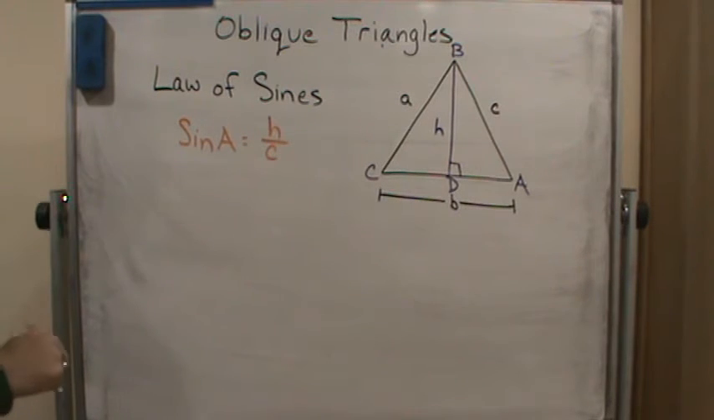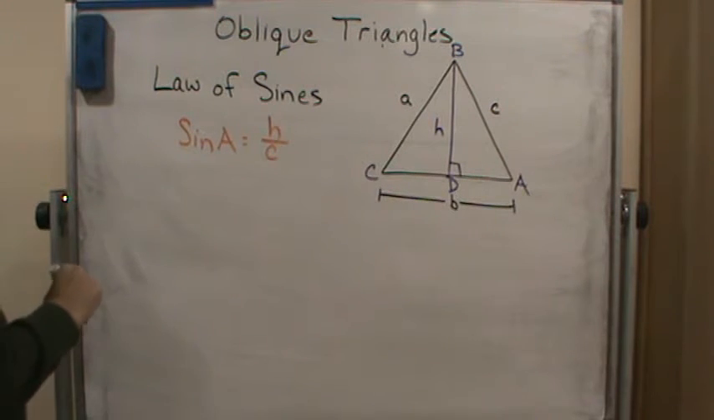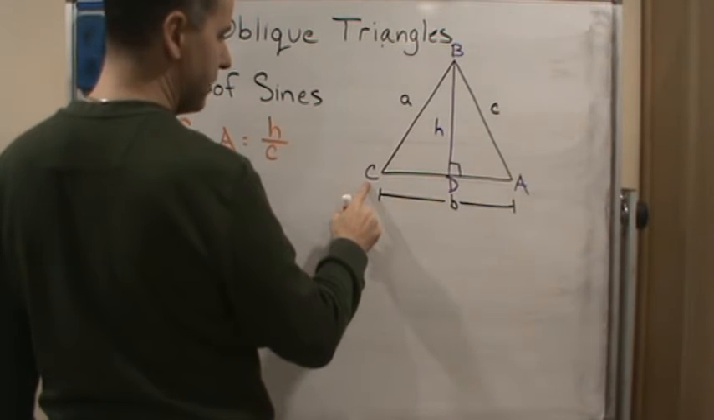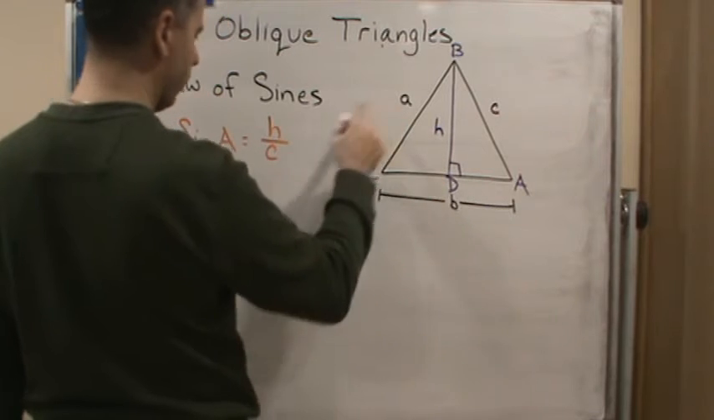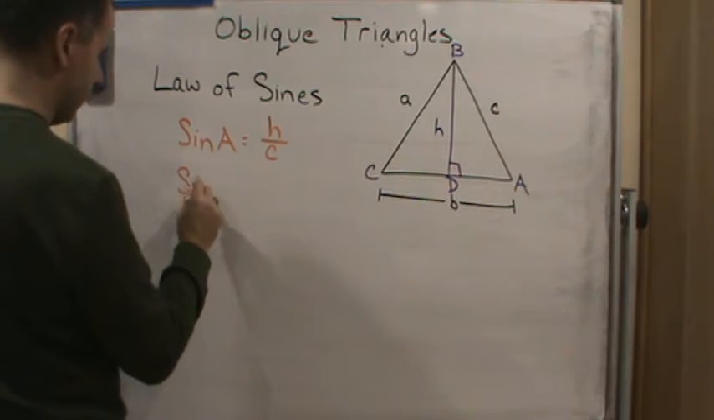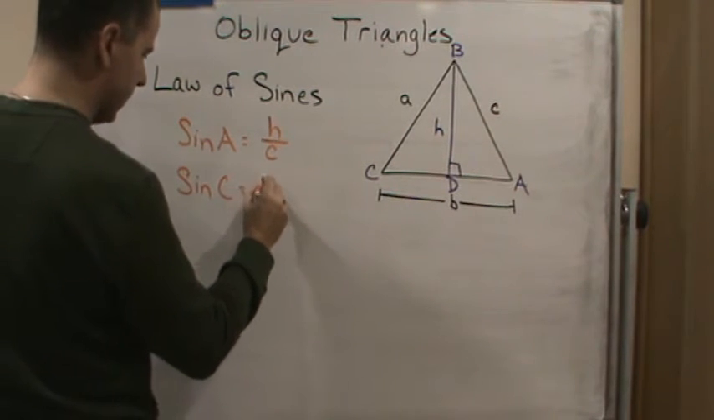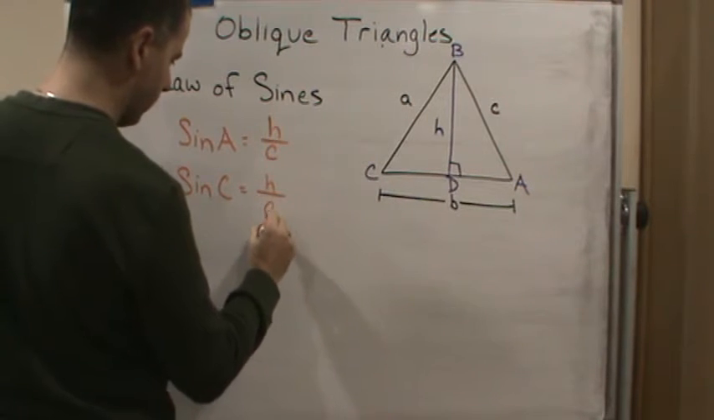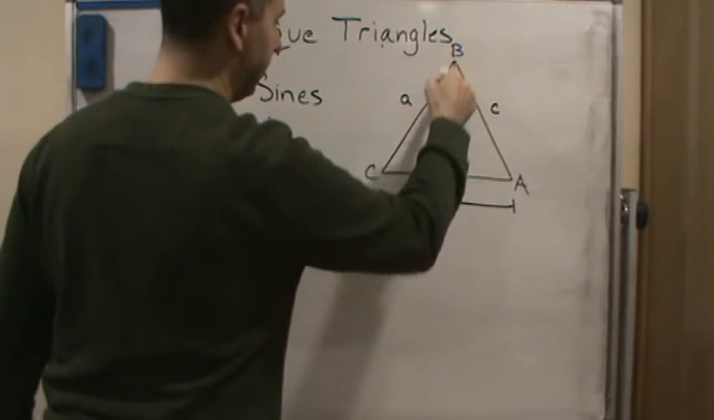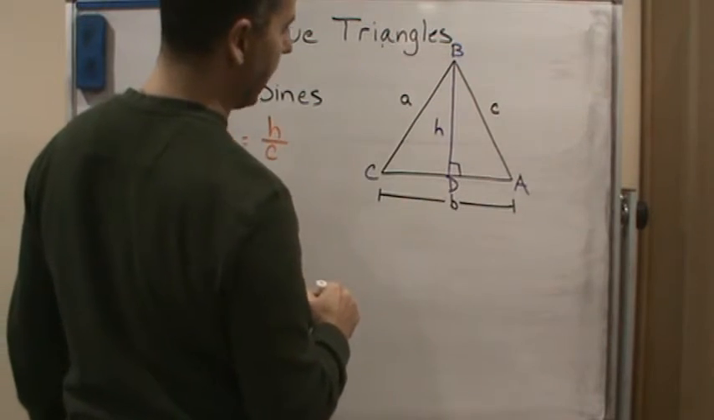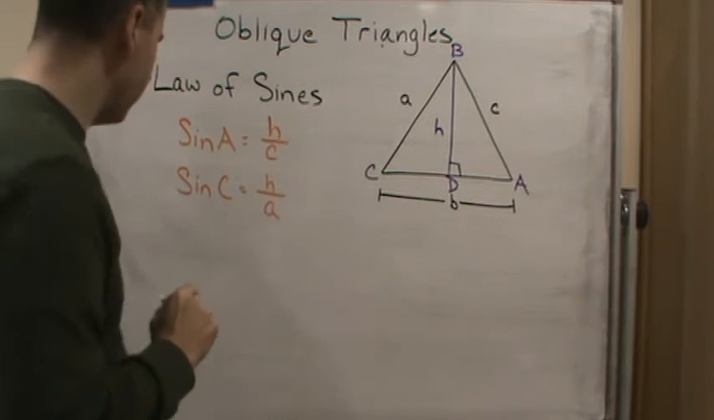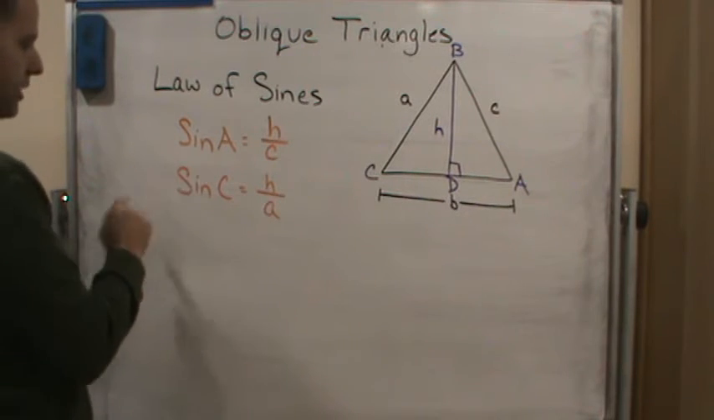Now, what else can we say? What about sine C? Sine C is going to be H over A. And then of course sine B, well, we can't really do sine B. We'll get to sine B in a moment, and I'll show you how we can get that. But let's deal with these two.